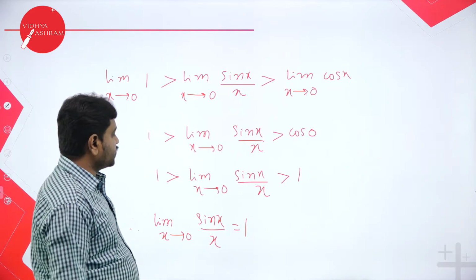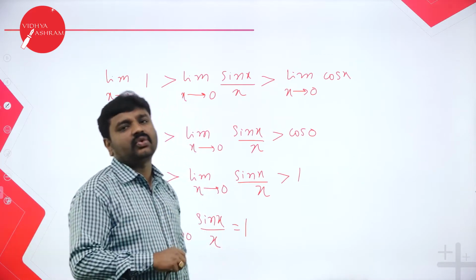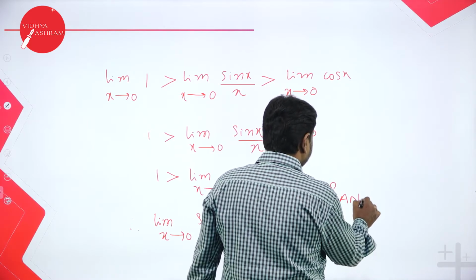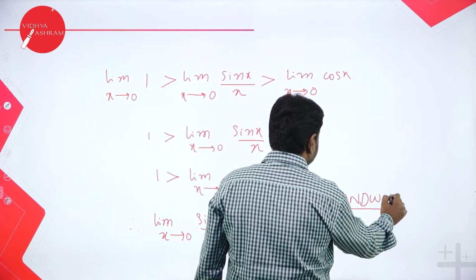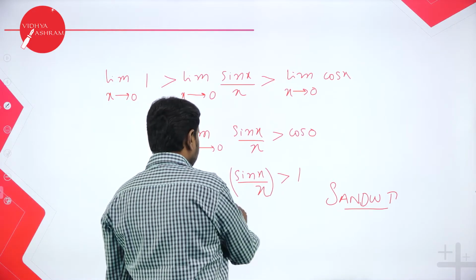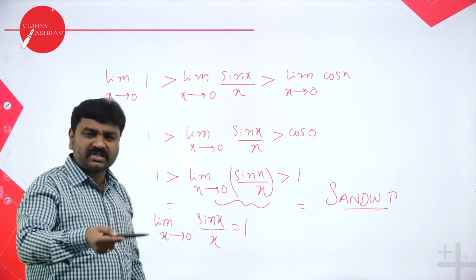So sin x by x should come in between, and it lies between 1 and 1, which means it is equal to 1. That's why we call this theorem the sandwich theorem. Why do we call it a sandwich theorem? Because limit x tends to 0 sin x by x lies between 1 and 1. It is between 1 and 1, so it is 1.